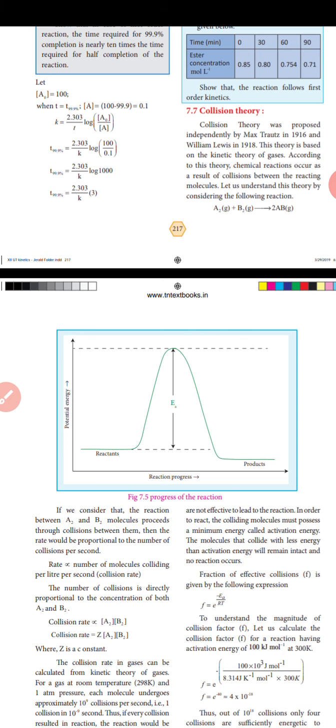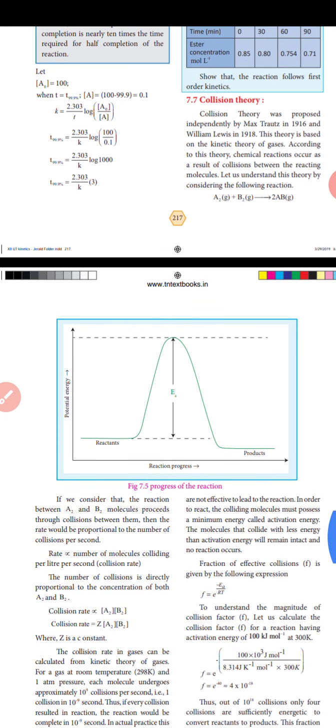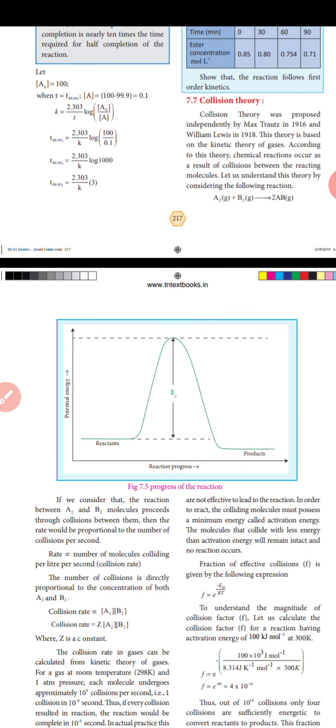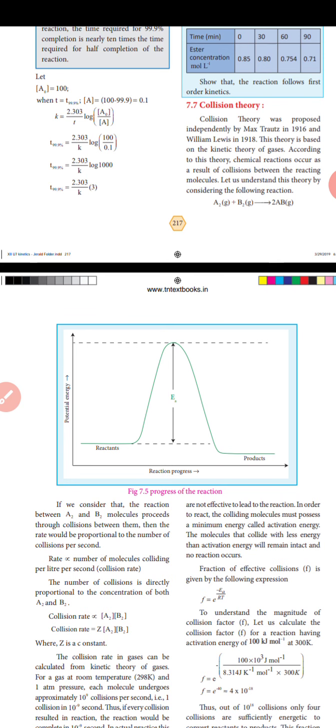If we consider that the reaction between A2 and B2 molecules occurs through collisions between them, then the rate would be proportional to the number of collisions per second. So rate is directly proportional to the number of molecules colliding per liter per second. The number of collisions is directly proportional to the concentrations of both A2 and B2. The collision rate is equal to Z [A2][B2], where Z is a constant.